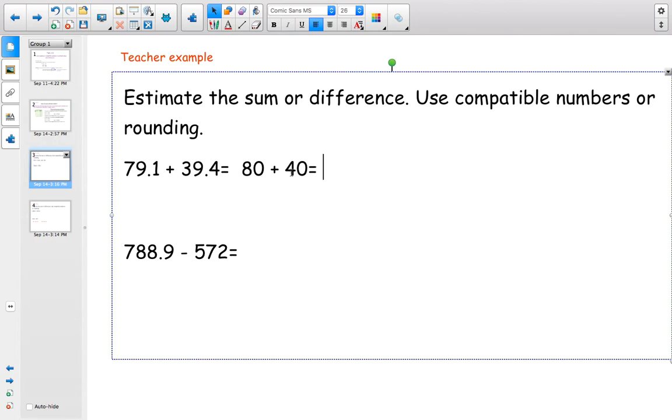Now, my problem is, again, much easier to solve. My answer is going to be about 120. So 80 plus 40 is 120.